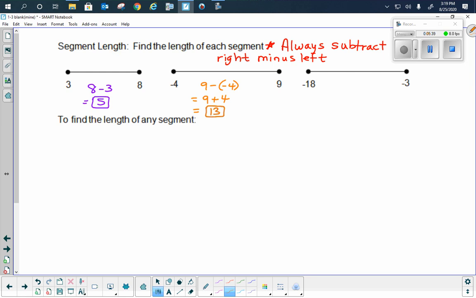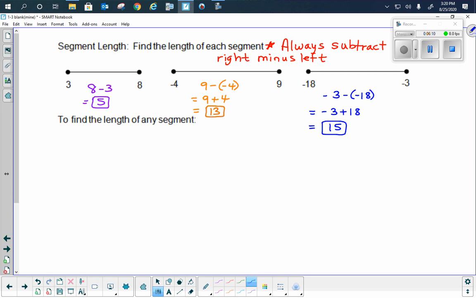All right, think about this last one. I hope you agree that negative 3 is bigger than negative 18 if you're thinking about a number line. So again, following our process, right minus left would need to be put in parentheses, and then that would be negative 3 plus 18. And since they're opposite signs, you're subtracting them, giving them the sign of the bigger number. You should get 15. Again, notice it's a positive number. It better be, since it is a distance.